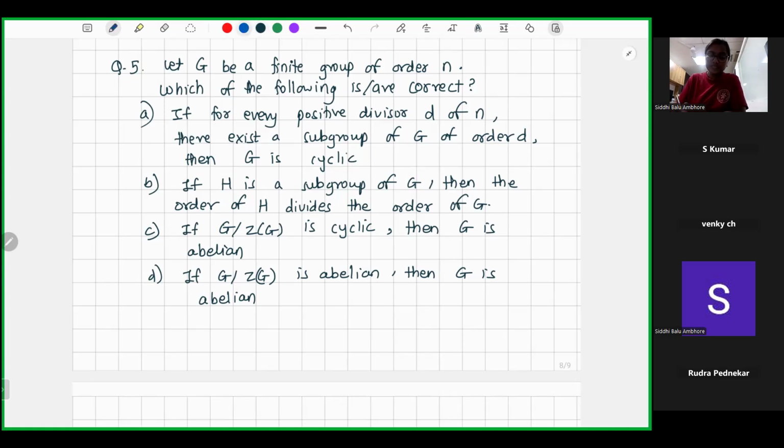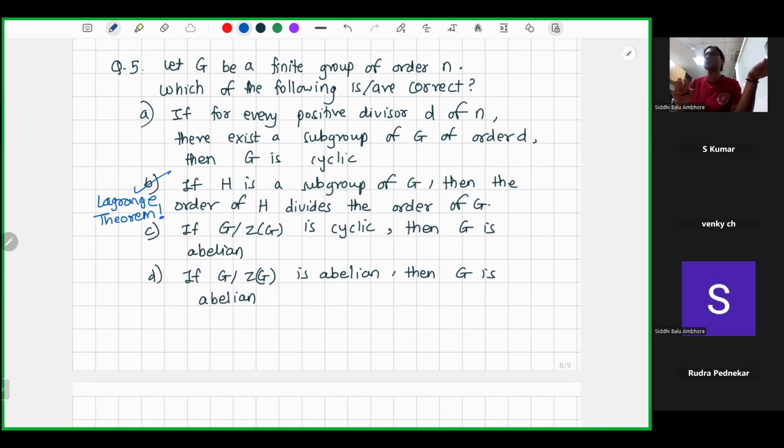So this one is anyway true. This is the statement of Lagrange's theorem. I hope you all know this. It's discussed in the lectures that if H is a subgroup of G, then the order of H divides the order of G. So this is true.